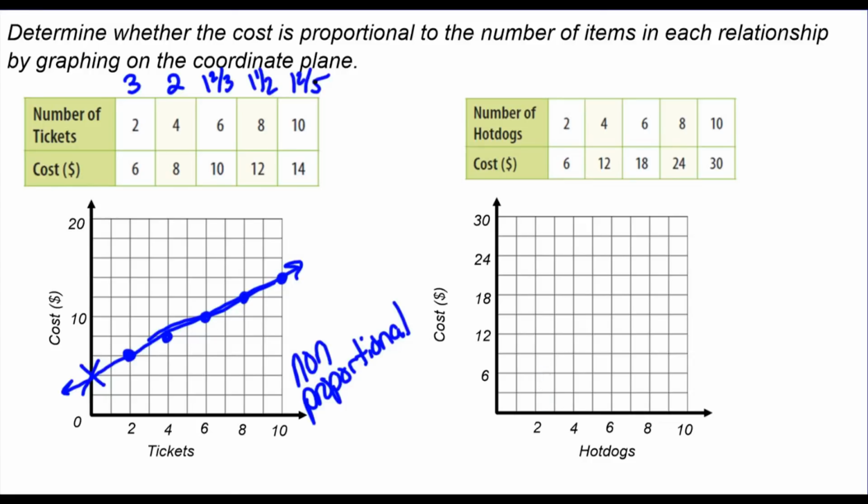Looking at the next one, here we're comparing the number of hot dogs to the cost. 2 hot dogs cost $6. 4 hot dogs are $12. 6 hot dogs are $18. 8 hot dogs are $24, and 10 hot dogs are $30.